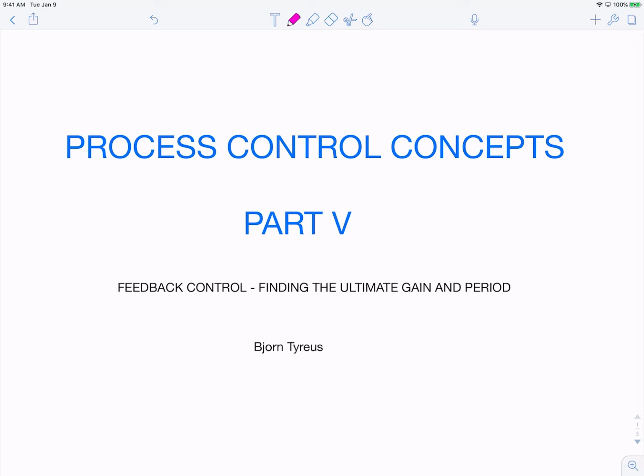In this video, we'll explore how the ultimate gain and the ultimate period correlate with the other process parameters we have worked with so far, namely the steady state gain, the time constant, and the dead time. In part 2 of the series, we looked at step tests from 4 different cases, each with a unique dead time to time constant ratio.